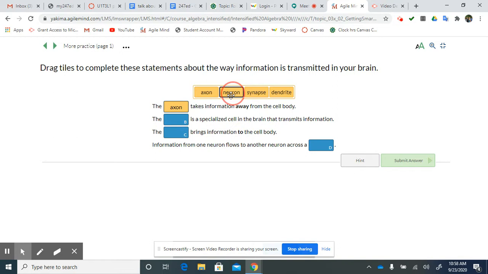Should be neuron. Then something brings information to the cell body. Yep, dendrites. And information from one neuron flows to another neuron across a synapse. Okay, so on your paper for more practice number 1, we can just write the words down in order. So axon, neuron, dendrite, and synapse.